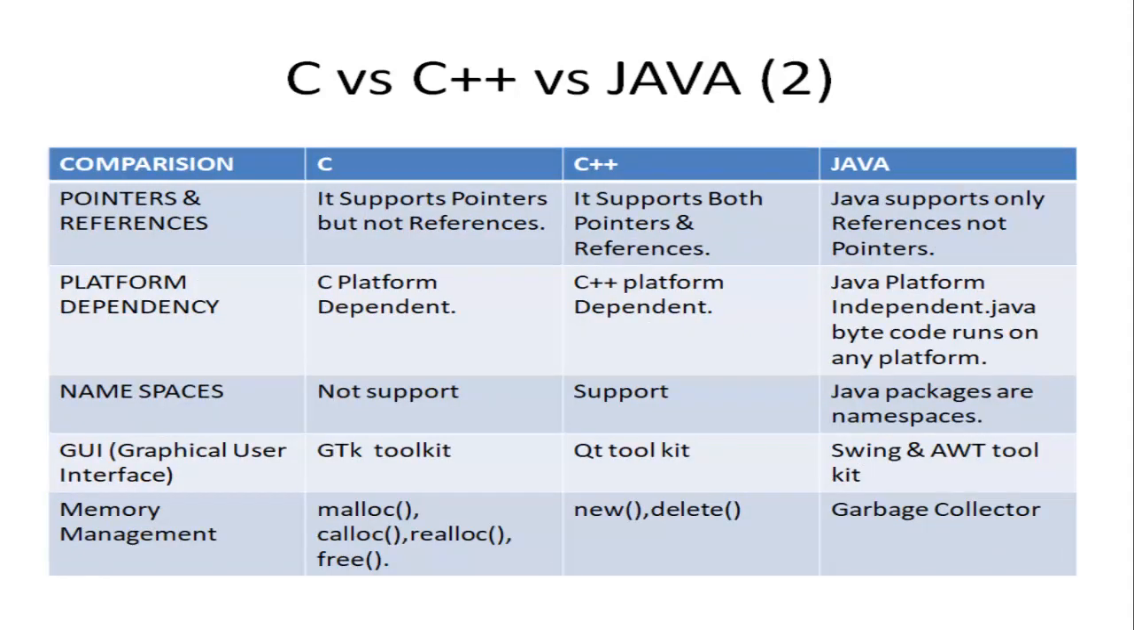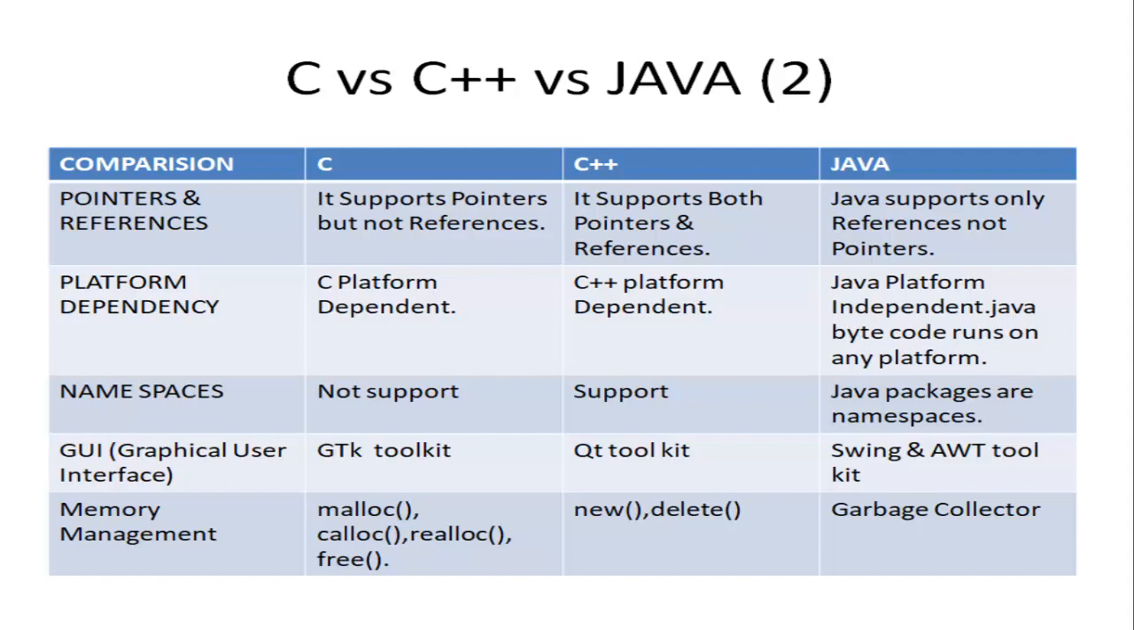Pointers and references. Pointers are variables that point to a memory address. References act as an alias for the variables and point to the same memory locations as variables. C language only supports pointers, not references. C++ supports both pointers and references. Java does not support pointers, but it supports references.